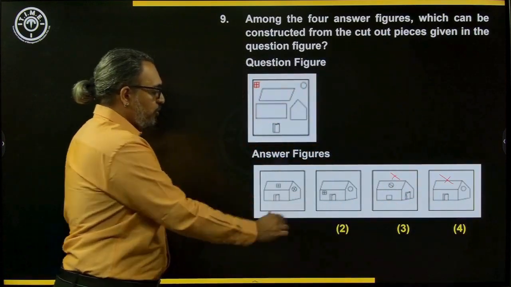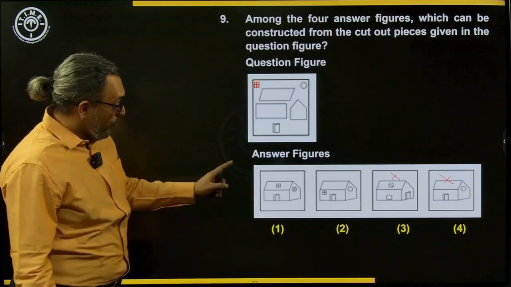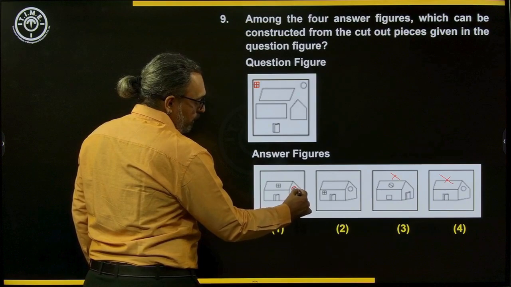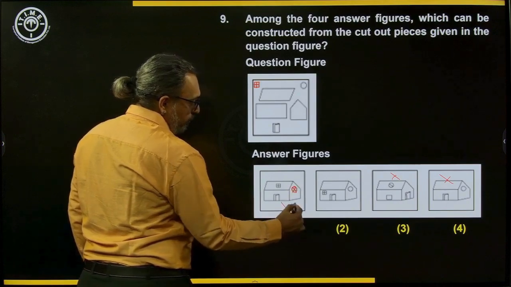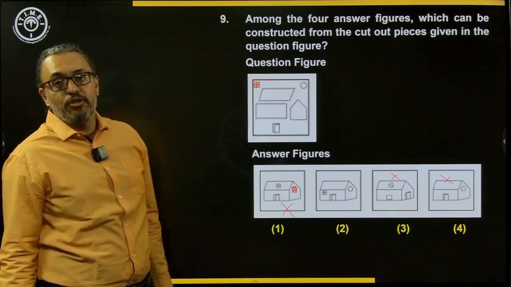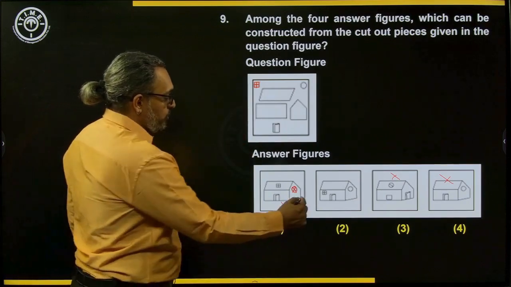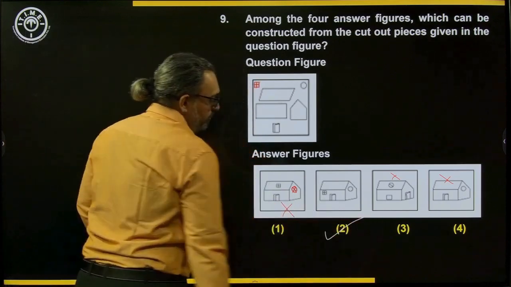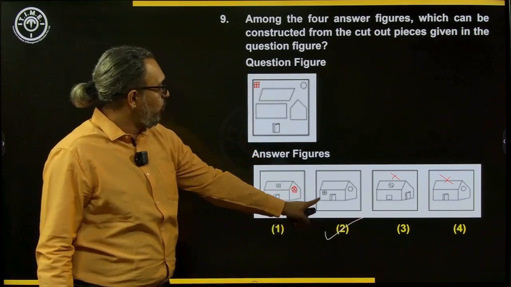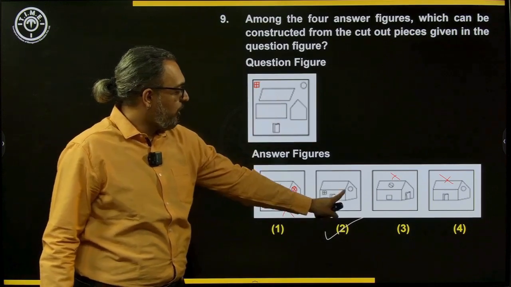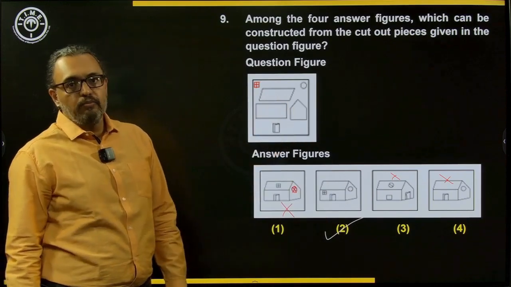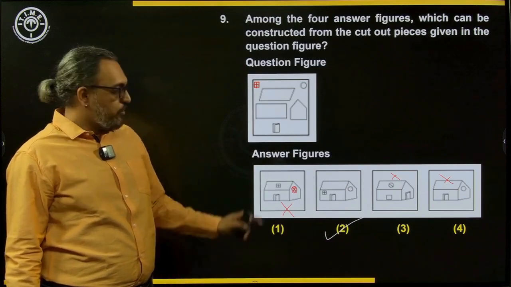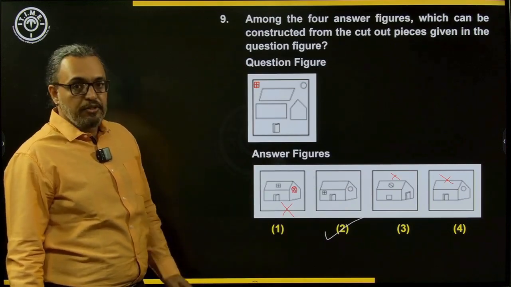But in 1 and 2 you have it. But in 1 you also have a circle with a cross mark. That unfortunately is not available for us in my question figure. So the only option that is satisfying will be option number 2. You have a circle, you have a door, you have then a roof and a wall with another wall and a circle. Correct? So option 2 we get.